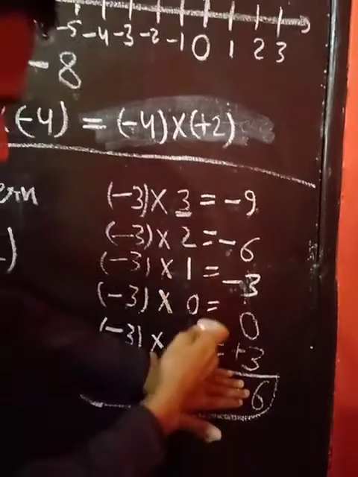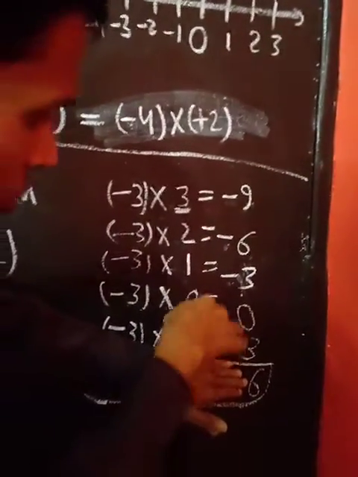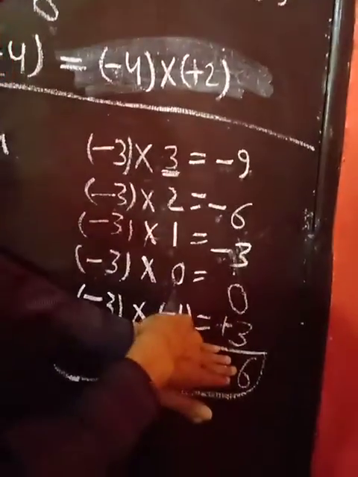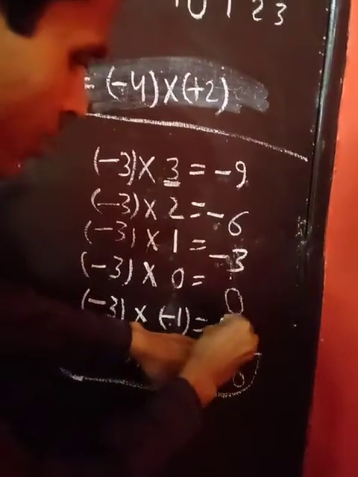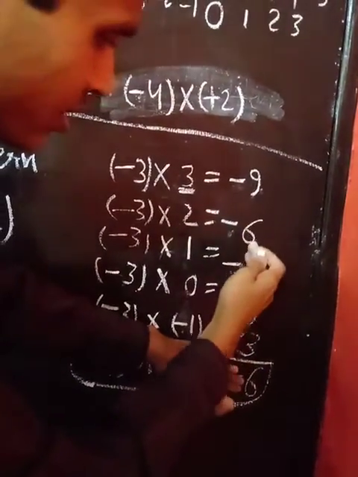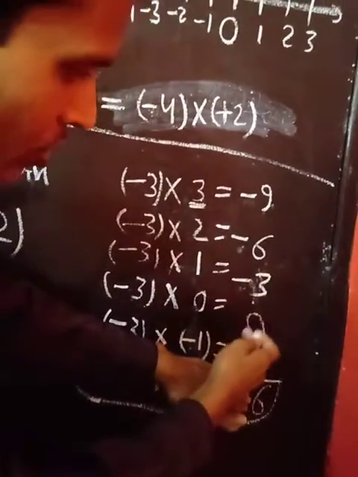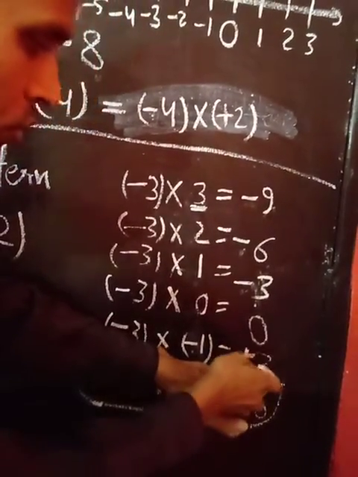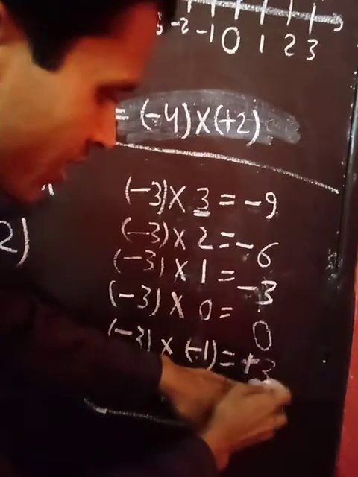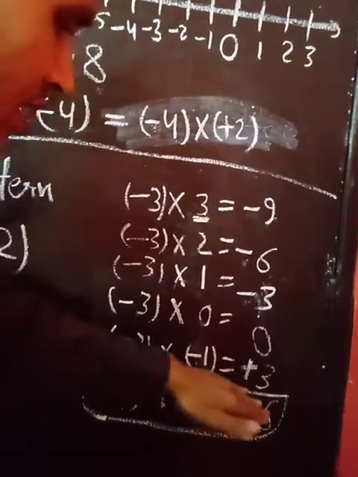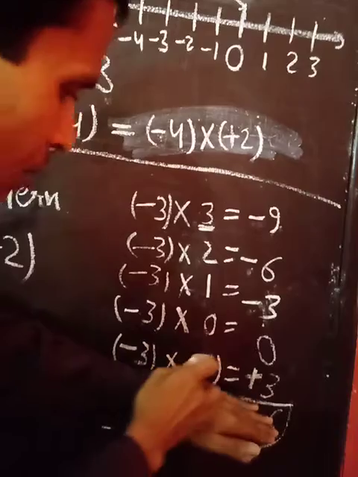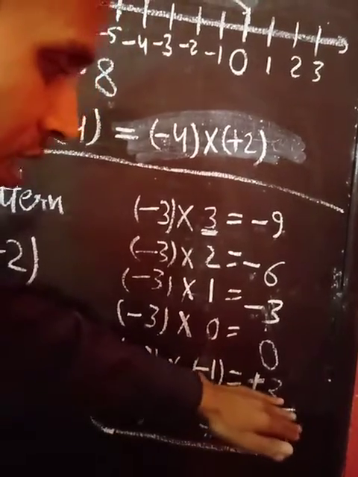Here it is decreasing by 1 each time. So after 0 what will be? 1 less, minus 1. And here what is happening in the result? The result is increasing, increasing by 3 each time. You observe carefully, look, it is increasing by 3. So after 0 what will come? Plus 3. So what you can say? Minus 3 multiplied by minus 1 is plus 3.